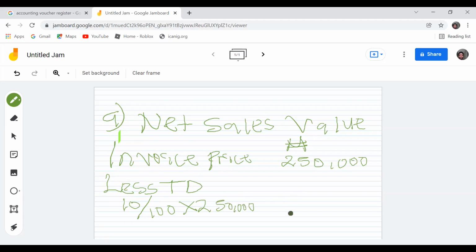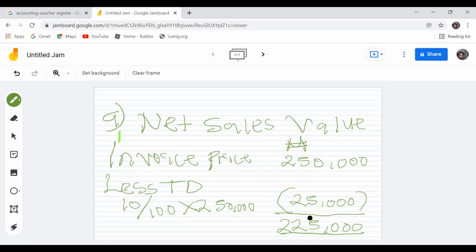So we say 10 divided by 100 multiplied by 250,000, that would be 25,000. So 250,000 minus 25,000, that would be 225,000. So this is the first requirement, which is the net sales value.